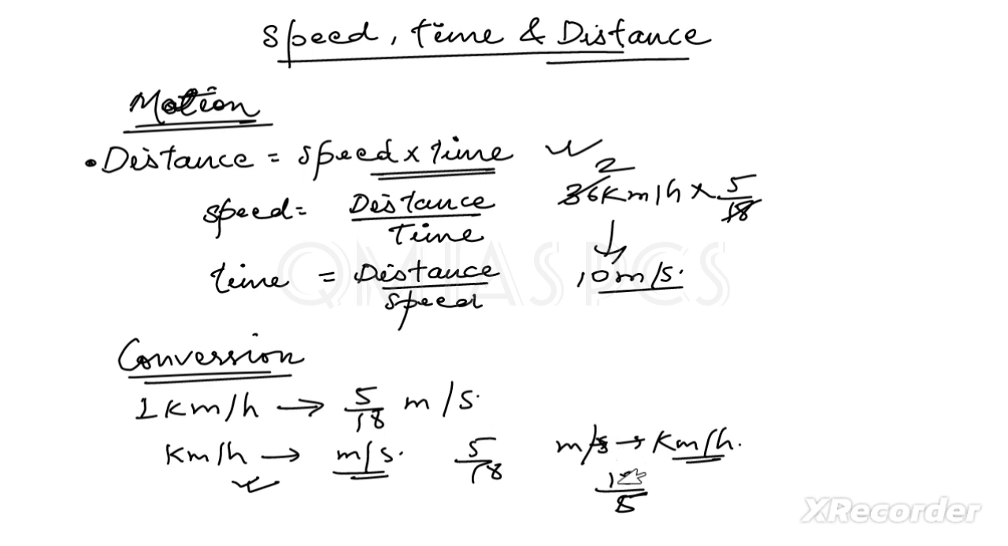Similarly, if it is written 20 meter per second, just multiply it by 18 by 5, it will be 72 kilometer per hour. This is a shortcut, and if you want to know the basics of this conversion, just go through that lecture. It will be easier for you. I have already explained that in detail. Fine.